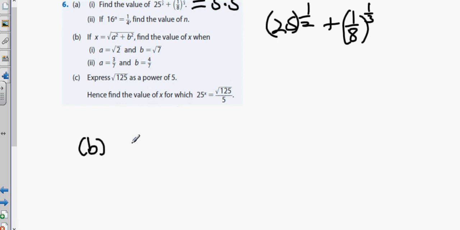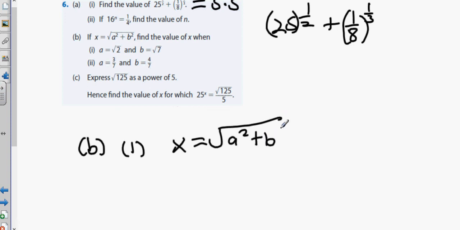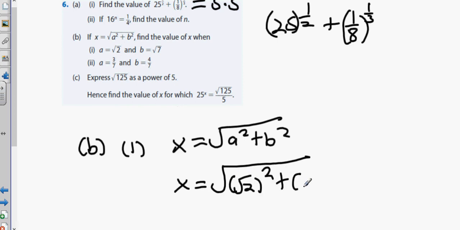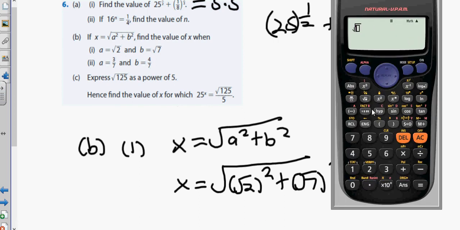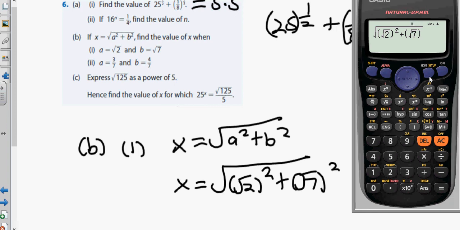Now part b, part 1. x equals the square root of a squared plus b squared, and a equals root 2, so x equals the square root of bracket root 2 squared plus root 7 squared is what we want to find out. So we just need to put that into the calculator. The square root, bracket square root 2 close bracket squared plus square root 7 close bracket squared. That equals 3.